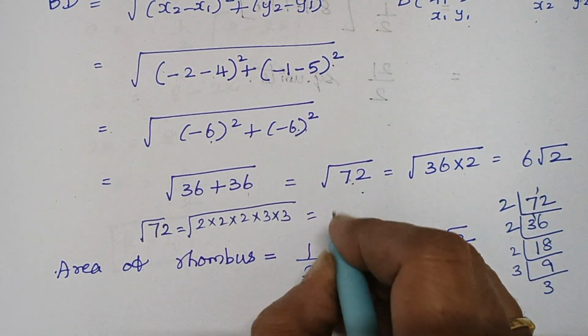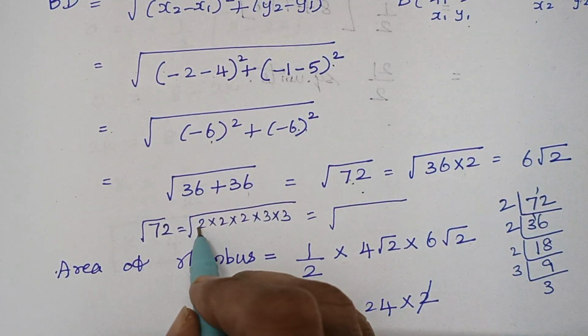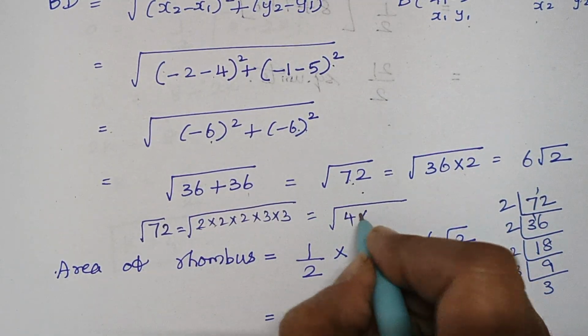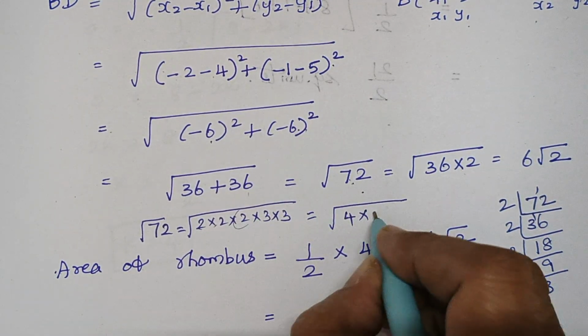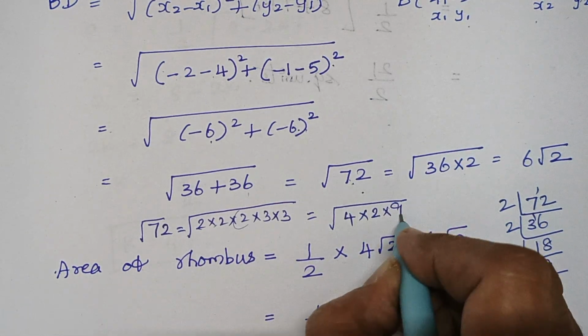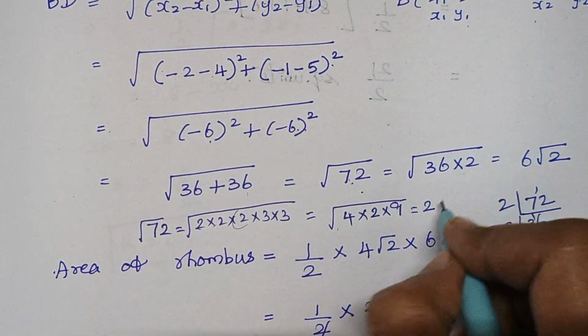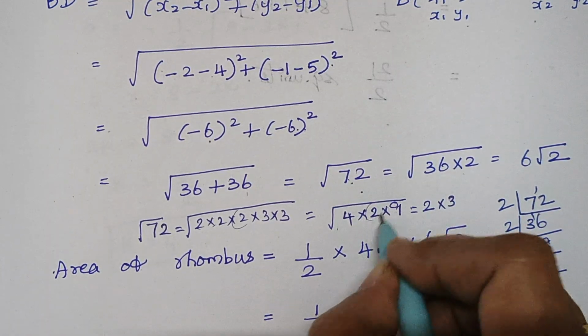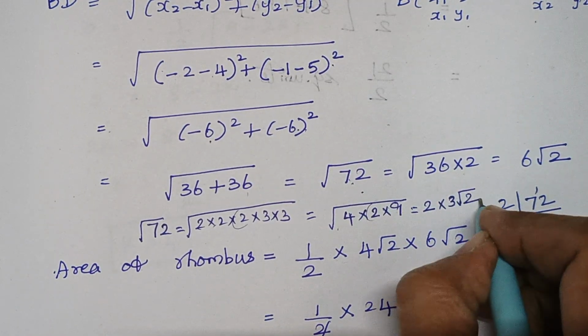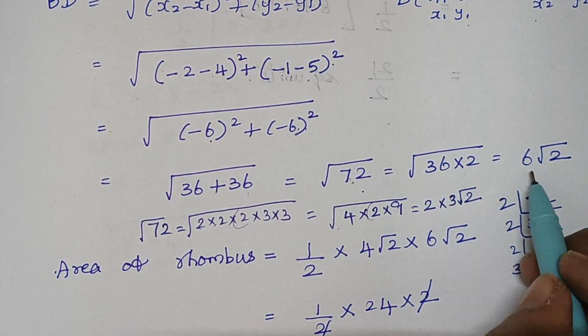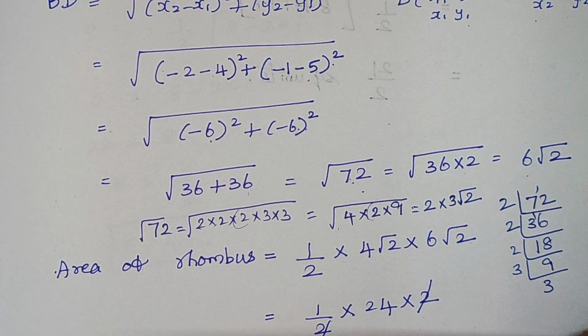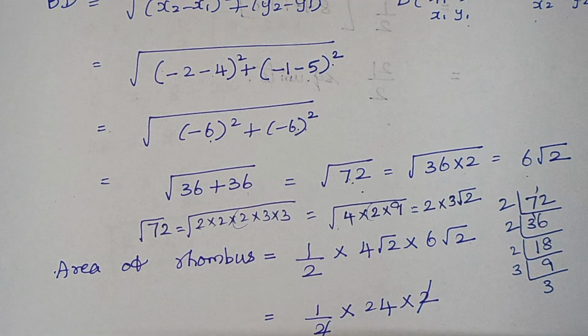Again here we can make it simple, right? 2 2s are 4 and there is only one 2 left out, write it, and 3 3s are 9. So when you take the square root, square root of 4 is 2 and square root of 9 is 3, and this 2 we can't do anything with, so let it be root 2. So 3 2s are 6, so here the answer is 6 root 2, right? Now we have calculated the values of the diagonals AC and BD.